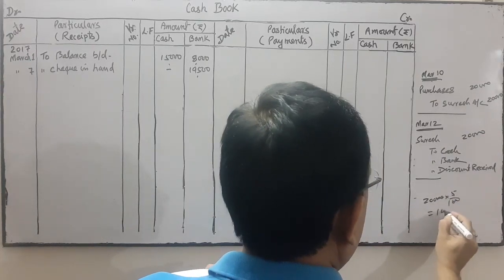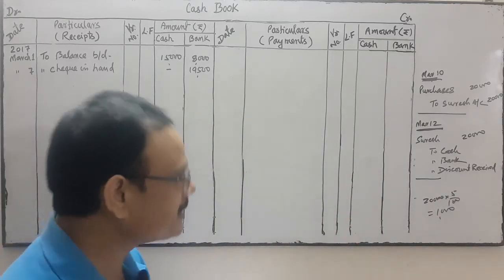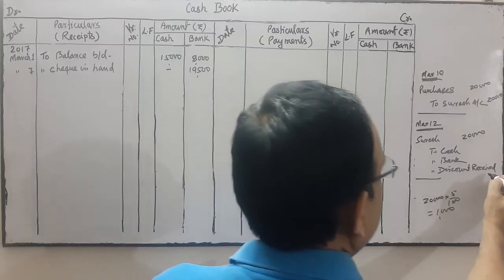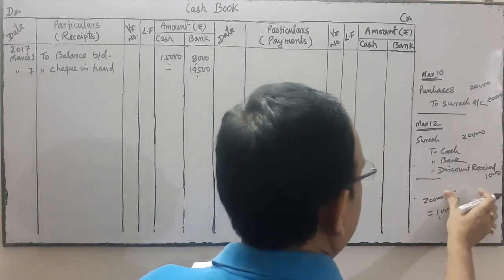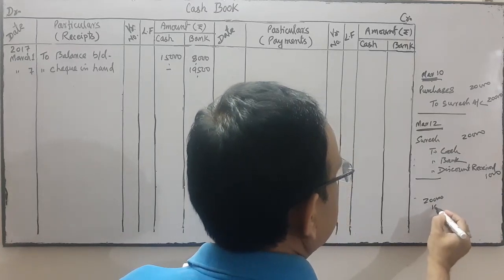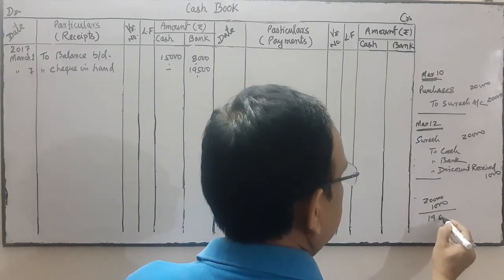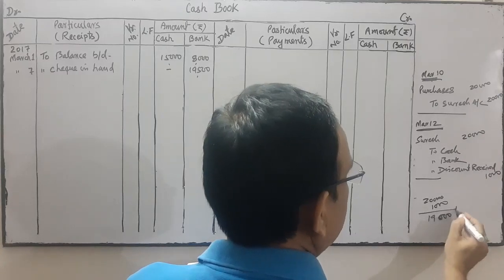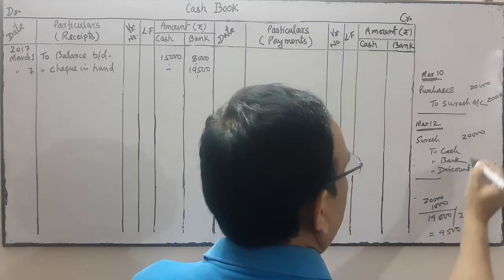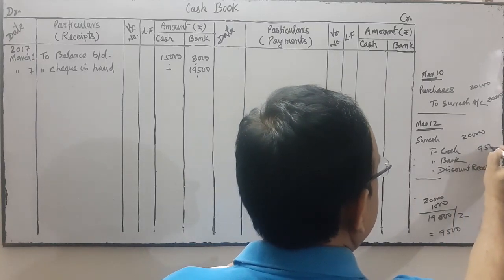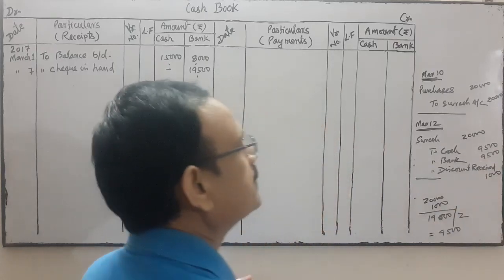It is 1,000, 5% of 20,000. Cash discount is 5%, so it is 1,000. Discount received is 1,000, so out of 20,000, 1,000 is the discount received. It means we have to pay 19,000. So 19,000 divided by 2, 9,500 will be paid by cash and 9,500 will be paid by check.